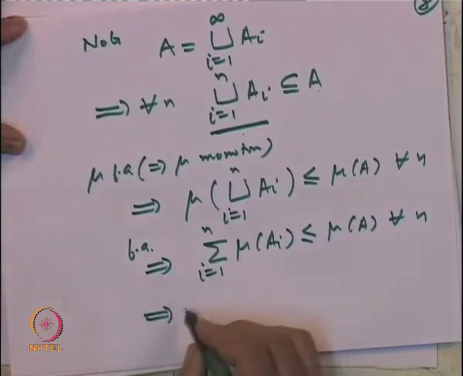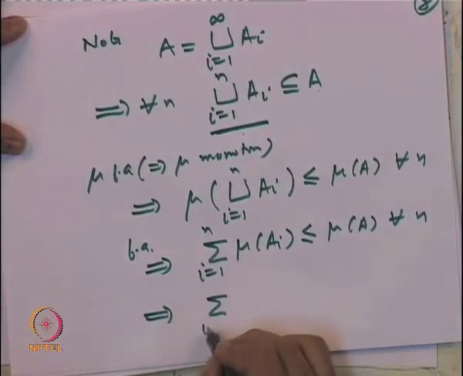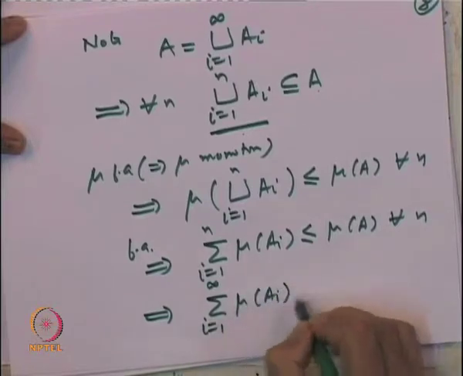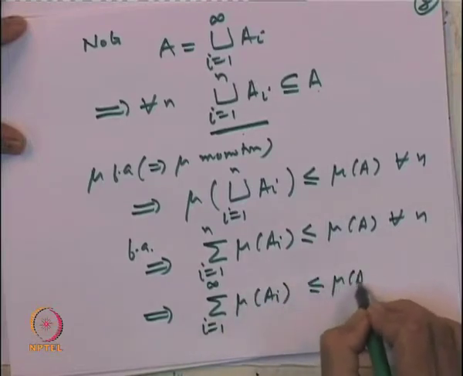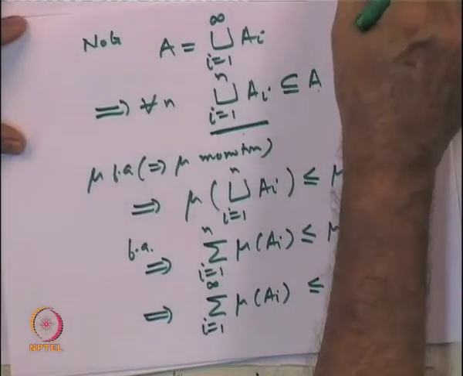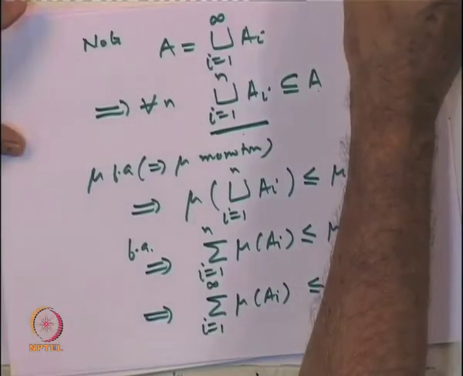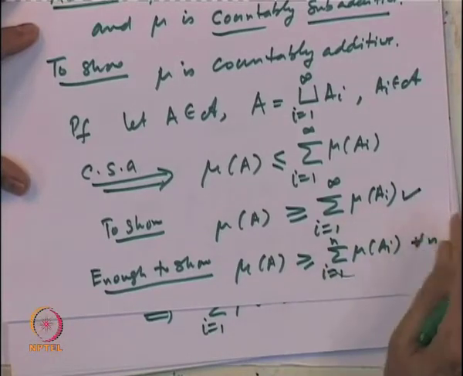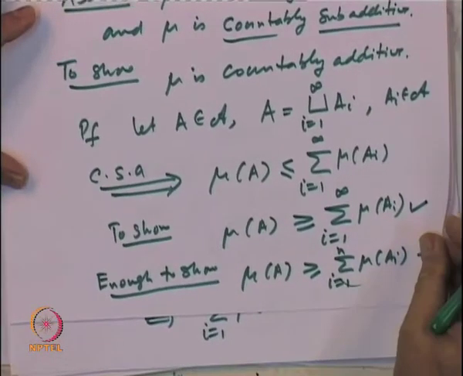So, this implies we can let n go to infinity. So, sigma i equal to 1 to infinity mu of A_i is less than or equal to mu of A. So, that proves the other way around inequality also, of the required thing. So, this proves this. So, that proves that mu is countably additive.